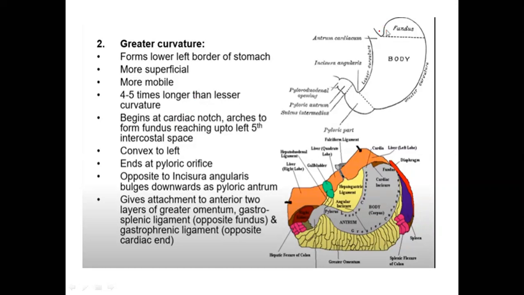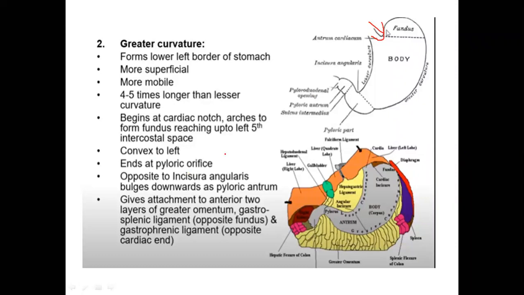Its beginning is the cardiac notch. So this greater curvature begins from the point of the cardiac notch. It goes up and forms the fundus of the stomach, arching over the fundus, and then it goes down. If we look at the chest wall, it occupies up to the 5th intercostal space. And then it goes convex towards the left side, reaching the beginning of the duodenum.